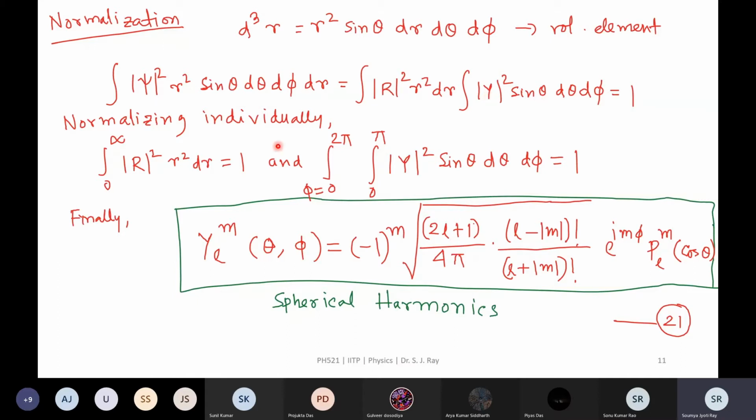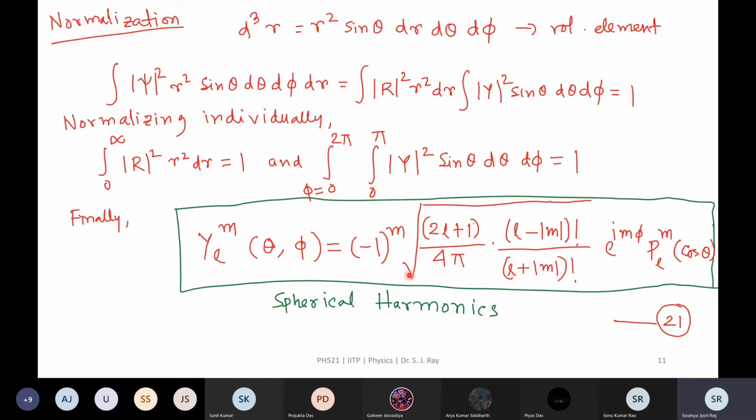Now if we do that, for the radial part the integration limit will be 0 to infinity, because it cannot be less than 0. Otherwise the electron would collapse, and that is an unphysical limit. Infinity is the maximum limit. For theta and phi, there is some symmetry, so the boundary condition will be governed by that. It will run from 0 to pi for theta, and 0 to 2 pi for phi. If we use this normalization condition, then finally we will find this particular expression.